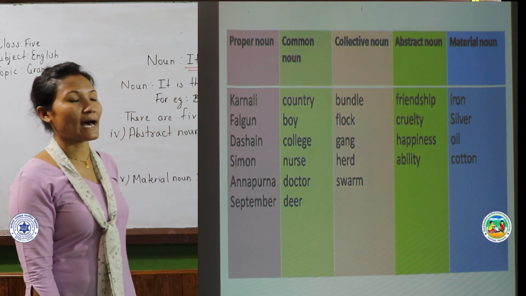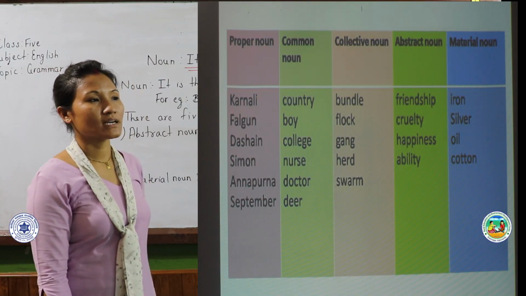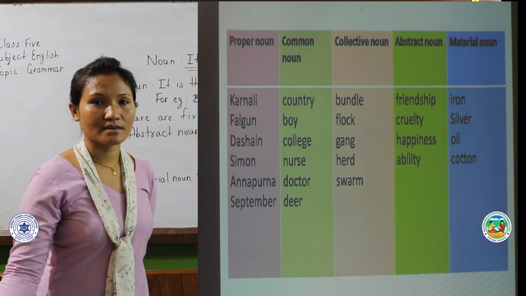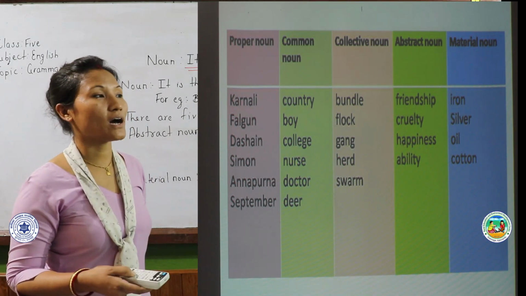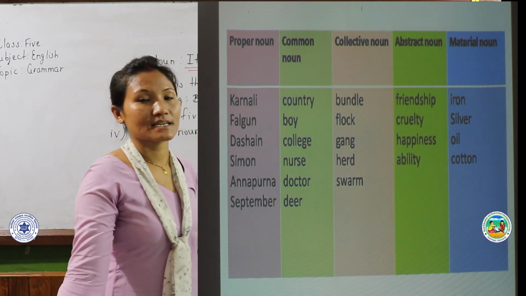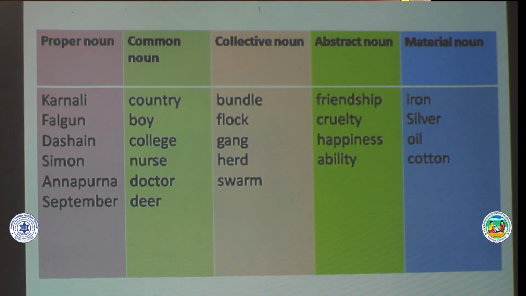I guess, my dear students, you have found some types of noun. Now, let's check whether the answer you thought or wrote in your notebook is correct or not. Now see here. Proper noun. Karnali is the name of a particular river. Fagun is the name of what? Month. Dasai, it is the particular name of a festival. Simon is the name of a girl. Annapurna, it is the name of a mountain. Likewise, the last proper noun is September. September, it is the name of an English month.